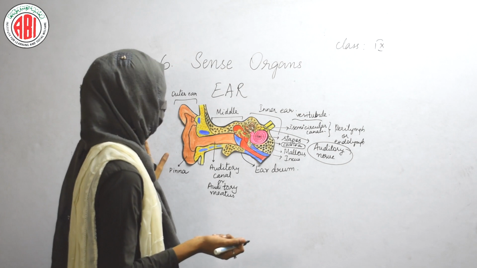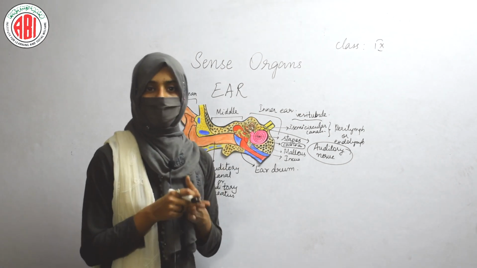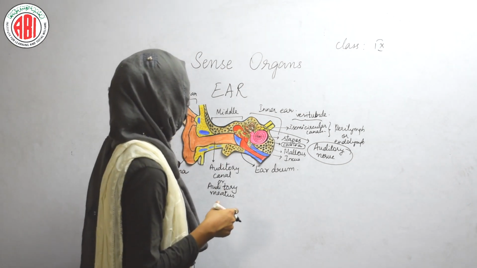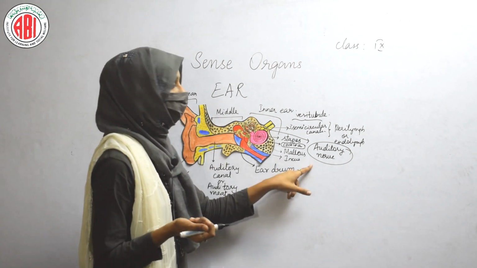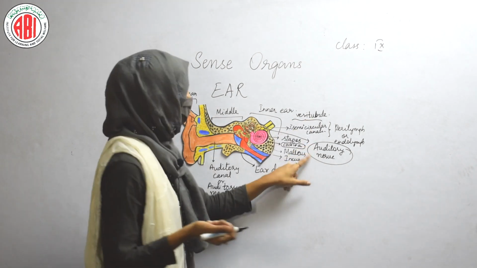By this, we can understand from which direction the sound comes and what type of sound is coming. We can clearly identify it because of the nerve signals sent to the brain by this auditory nerve.